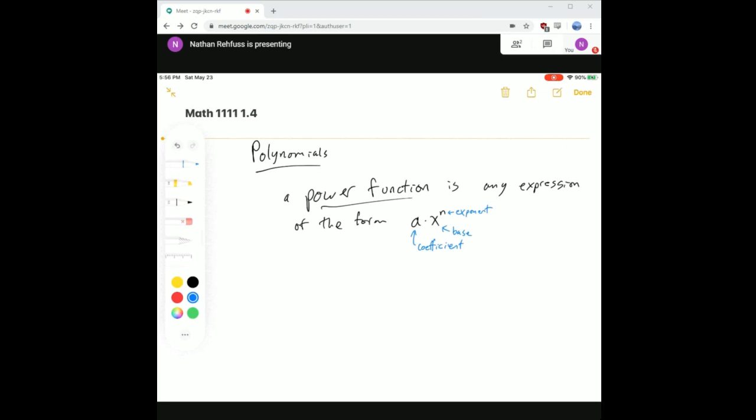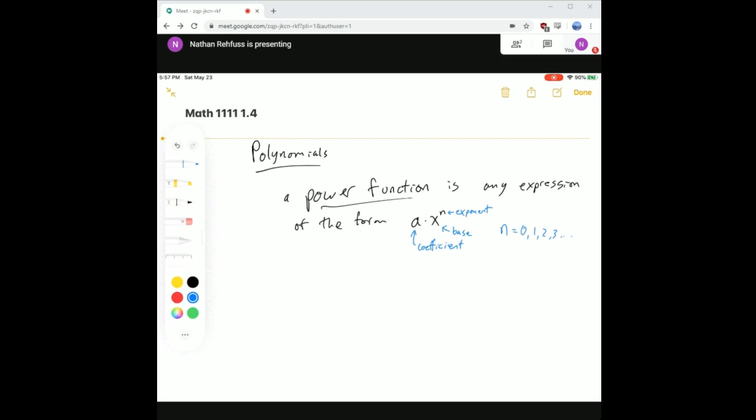Okay, so this is a power function. Any number times x to the power of any number. Not any number. N has to be a whole number, like 0, 1, 2, 3, 4, 5, 6, and so on, right? So n can't be negative, it can't be a fraction, it can't be a weird decimal. A can be any of those things. A could be -5 or 12 or 1.5 or 3.14159 for all I care. But n has to be a nice whole number. Okay.